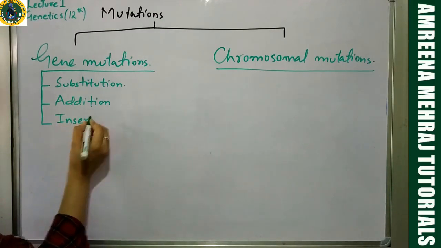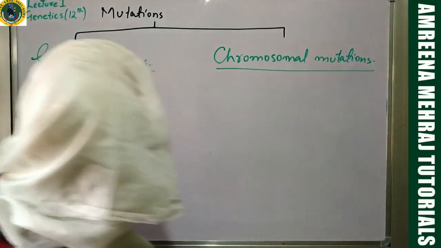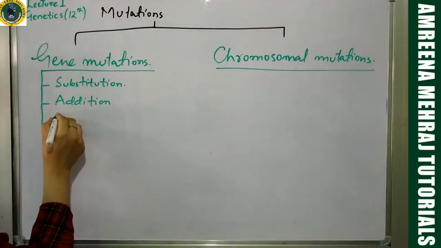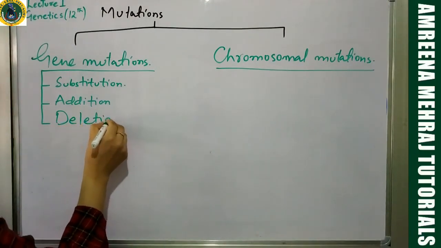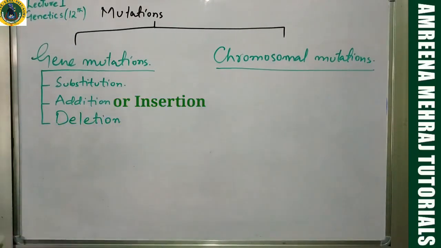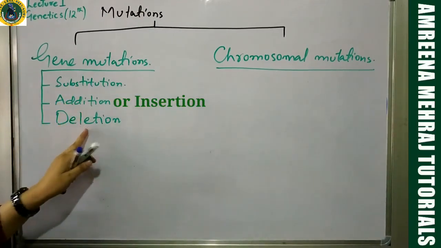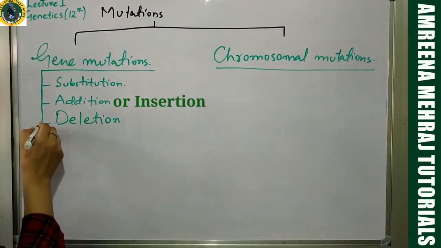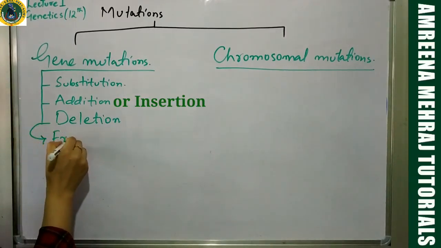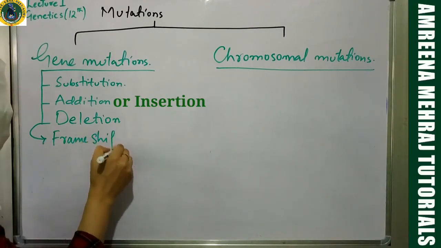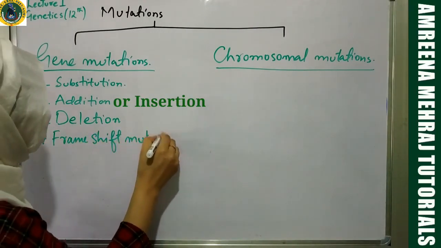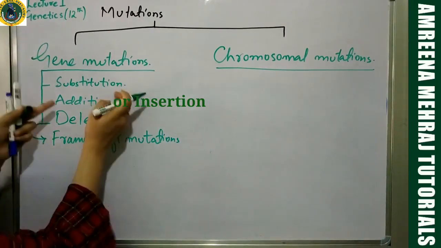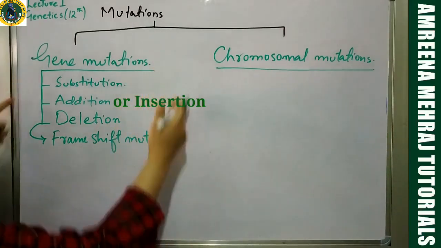Number three, I'll use this word deletion. Because I had used addition, either I have to write down addition or insertion. So I've used addition, so it will be substitution, addition and deletion. These three we will understand under gene mutations, and in the same topic I'll give you this concept of frameshift mutation also, because it's related to addition and deletion, okay? This will be finishing in today's lecture.